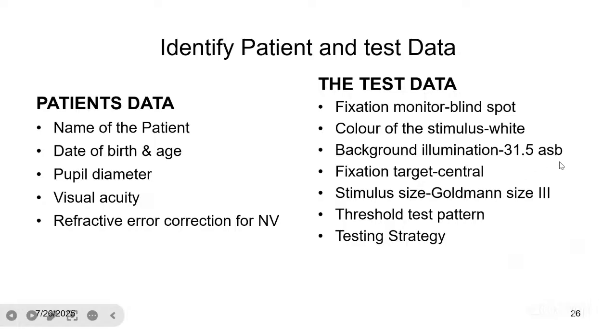And then the color of the stimulus: some use white, but others use yellow on a white background. And then we have the background illumination, like this for Humphrey. For Octopus, it's about 31.4. And then the fixation target, which is the central stimulus size, Goldmann size 3, which is mostly used on Humphrey. And then the threshold test pattern, either 30-2, 24-2, 10-2, and so on. And then the testing strategy is also very important, whether you're doing a full threshold, a fast pac, or a SITA.